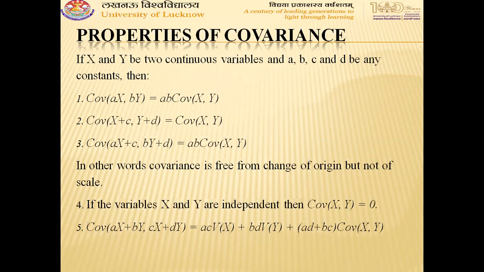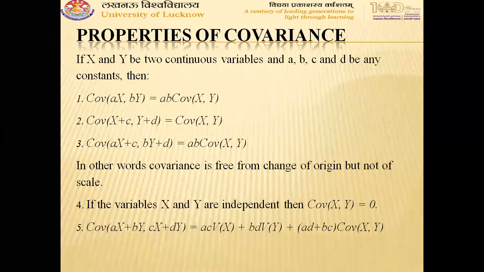And if we add some quantity, that means it is free from change of origin. If we add some constant quantity to x and some constant quantity to variable y, then covariance will remain unchanged. That is, covariance(x + c, y + d) = covariance(x, y). Both properties 1 and 2 can be simultaneously written as covariance(ax + c, by + d) = ab covariance(x, y). That is, we can say that covariance is free from change of origin but not of scale.